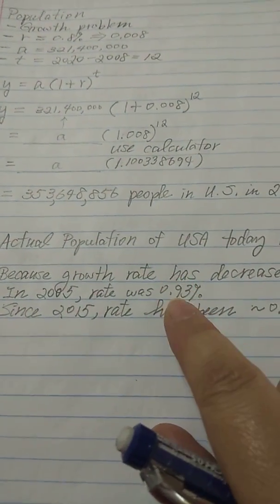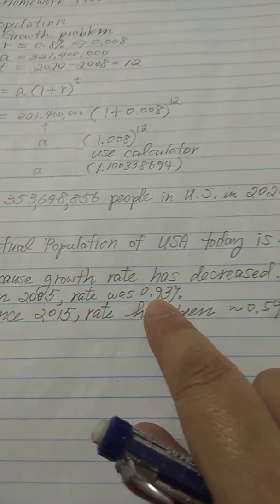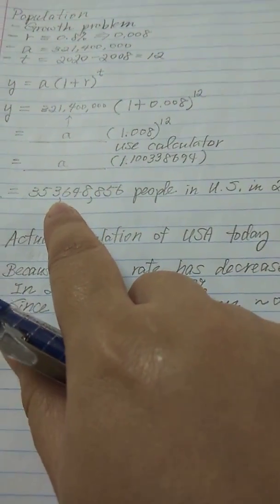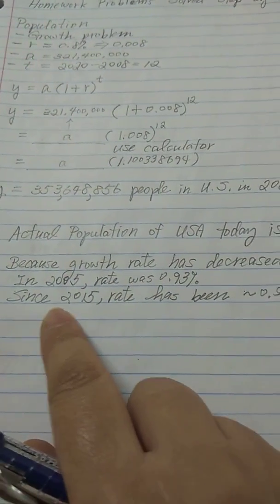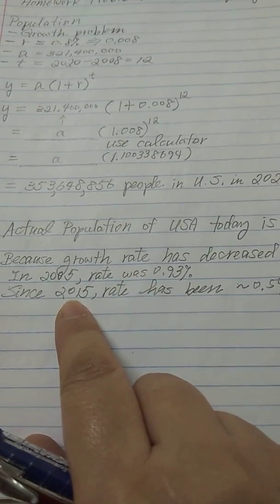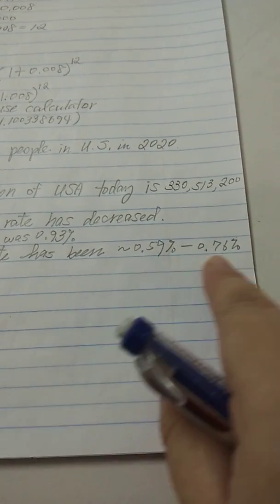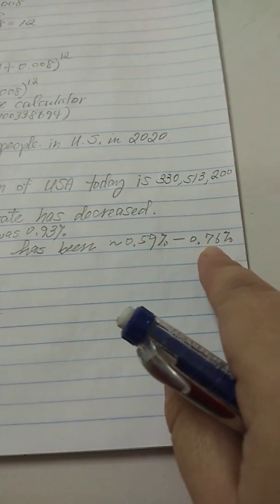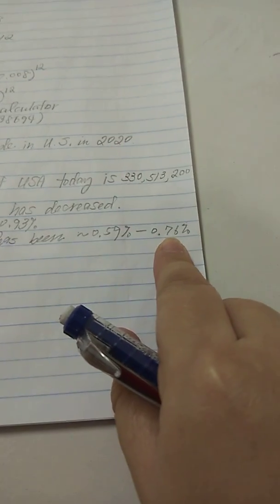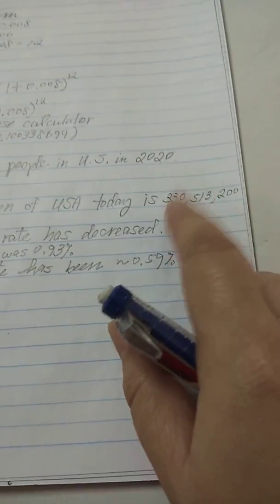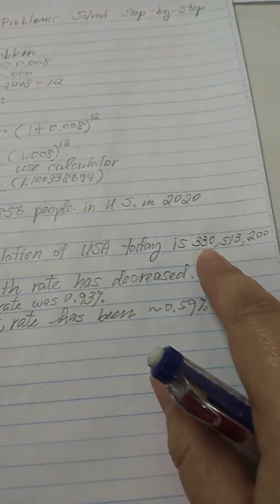If it was growing at that rate, okay, it would have reached this much by now. But the rate has decreased. Actually, since 2015, the rate has been decreasing, so where the annual growth rate has been somewhere between these two figures, and they're all below 0.8%. That's why the current population is actually not what this problem projected.